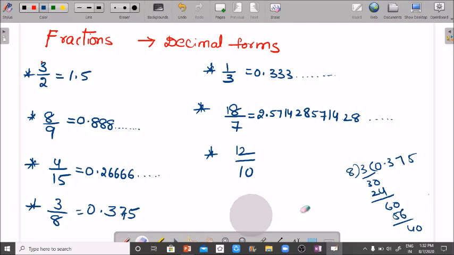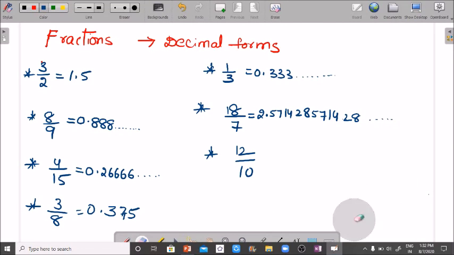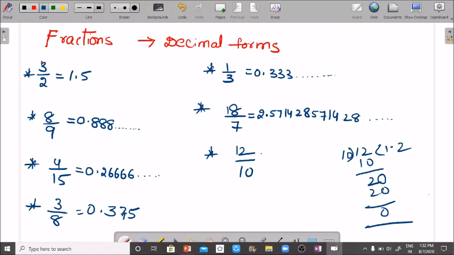Next, last and final, 12 by 10. 10 ones are 10, remaining 2. Take a point and add 0. 10 twos are 20, remainder 0. So it equals 1.2.